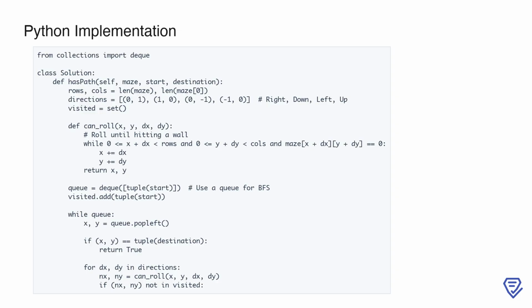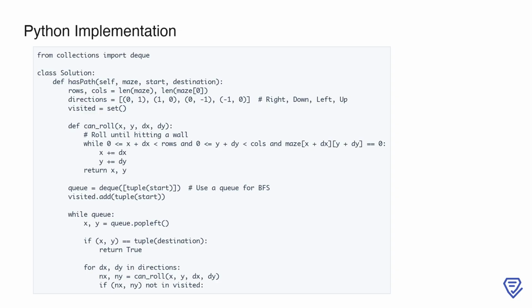Next, we initialize a set called visited to keep track of positions we've already explored, so we don't revisit them unnecessarily. The nested can_roll function is essential. It simulates the ball rolling in a specific direction until it hits a wall. Within this function, we continuously update the position of the ball as long as it stays within the bounds of the maze and doesn't encounter a wall. Once it can no longer move further in the given direction, we return the position where it stopped.